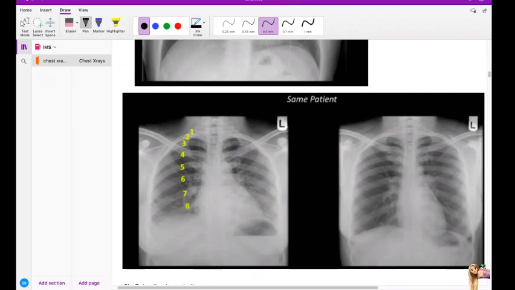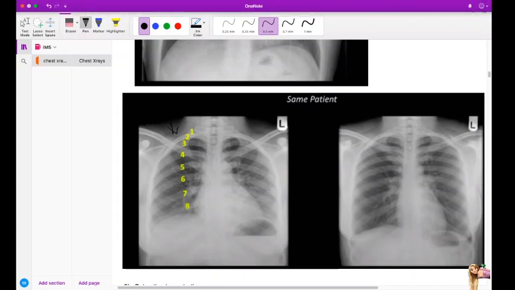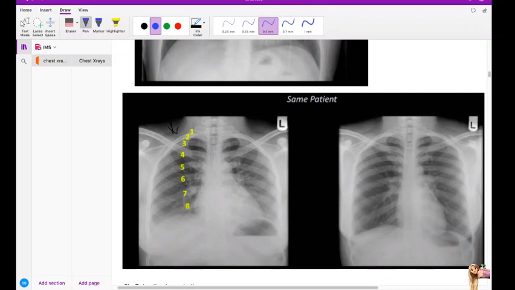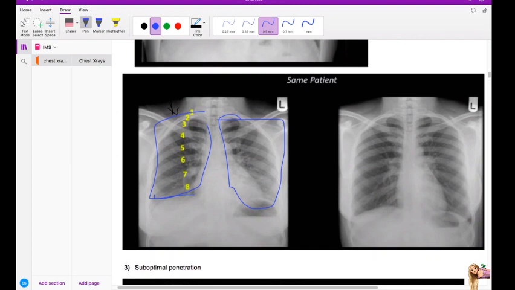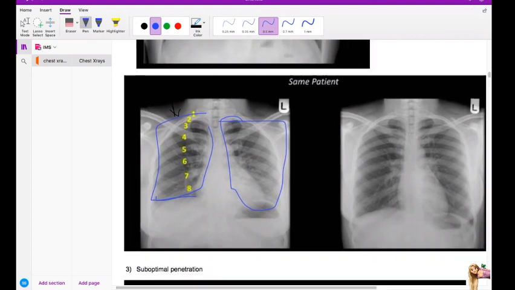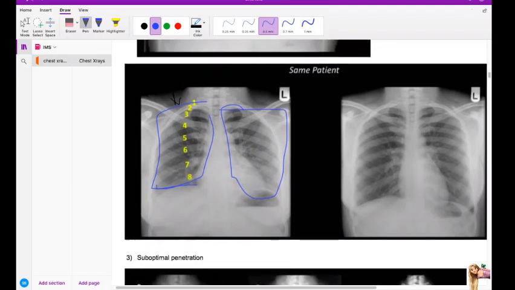So guys, see here. This is a film in which the patient has not maximally inspired. Only 8 ribs are visible, and the lung fields look smaller. If you look at this field, you might think there's some pathology, like the lung volumes are reduced or maybe there's some pleural effusion. But that is not actually true, it's only because the patient is not maximally inspired. When the patient is maximally inspired, you're able to see all of it. That's a normal film.